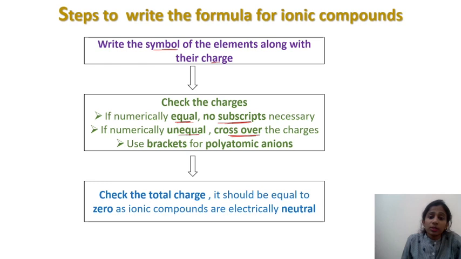The next step is when to use the bracket. Brackets are used only when you have polyatomic ions present. It can be a polyatomic cation or a polyatomic anion. And always remember, you use brackets for the polyatomic anions when the subscripts are more than 1. The last step is to check the total charge. The total charge must be equal to 0, because you know that ionic compounds are neutral. In the next slide we'll look at some examples so that you can practice.